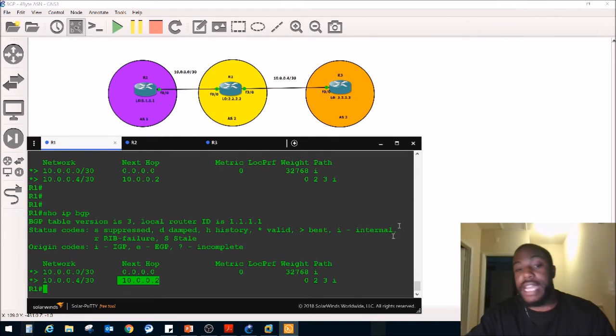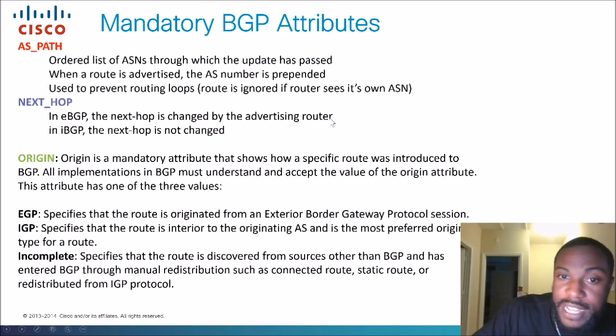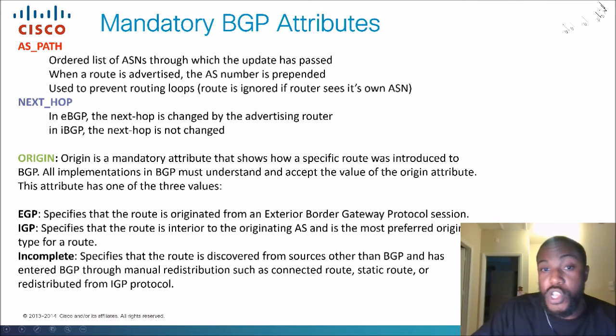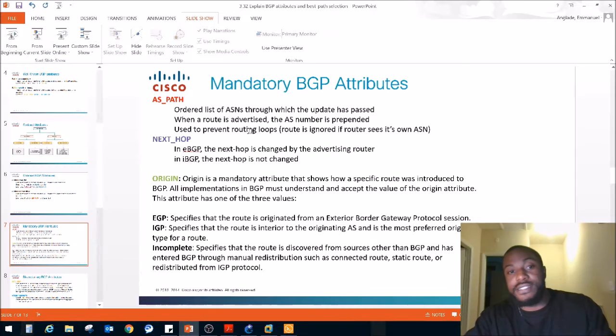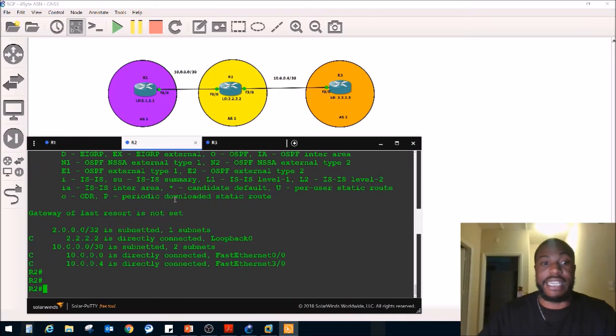Now, a little bit more about next hops. Again, in eBGP, that was an actual external BGP network, the next hop is changed by the advertising router. So in iBGP, the next hop is not changed. Let's go ahead and take a look at the next hop from router 2's perspective. What's the next hop to get to this network? It's already connected to him, but let's see anyways.